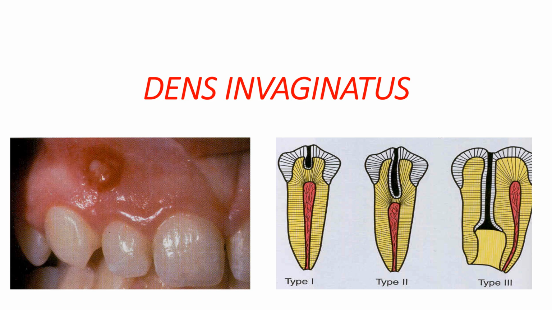Hello everyone. The next developmental disturbance affecting oral and paraoral structures is dens invaginatus.